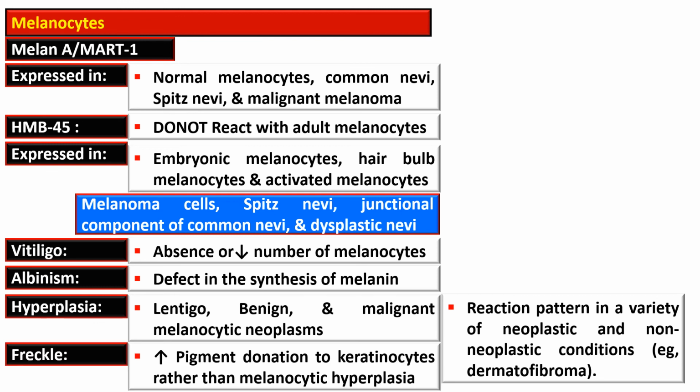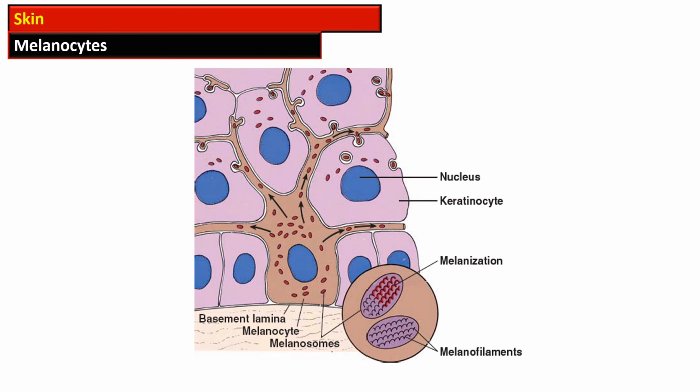In a freckle, there is increased pigment donation to the adjacent keratinocytes rather than melanocytic hyperplasia. Now look at this picture that is showing a melanocyte located in the basal layer of the epidermis, and there is presence of melanosomes also. And recall in your mind what we have just discussed about the process and various salient features of the melanocytes and melanization.